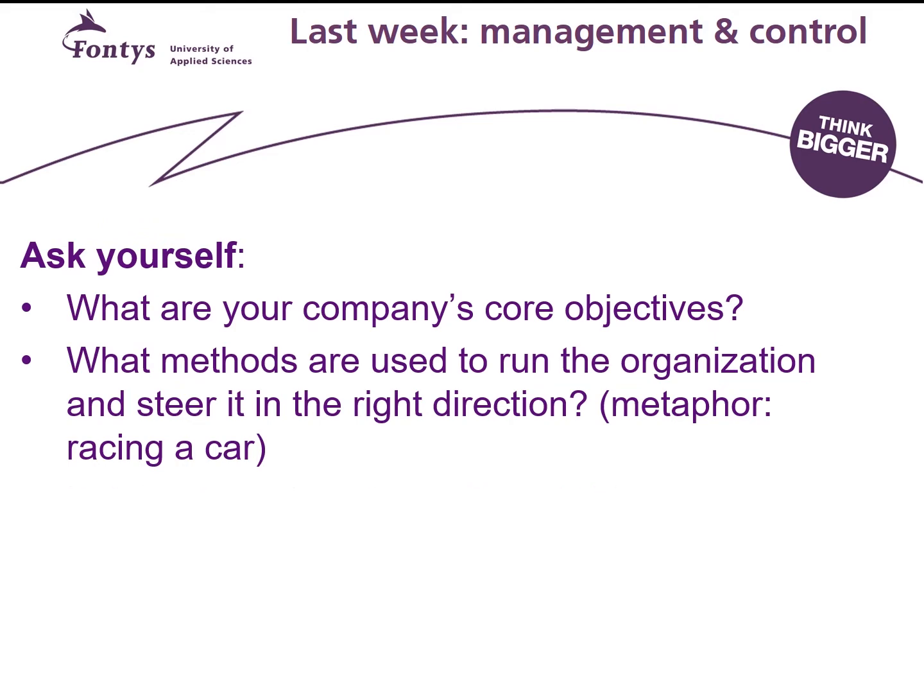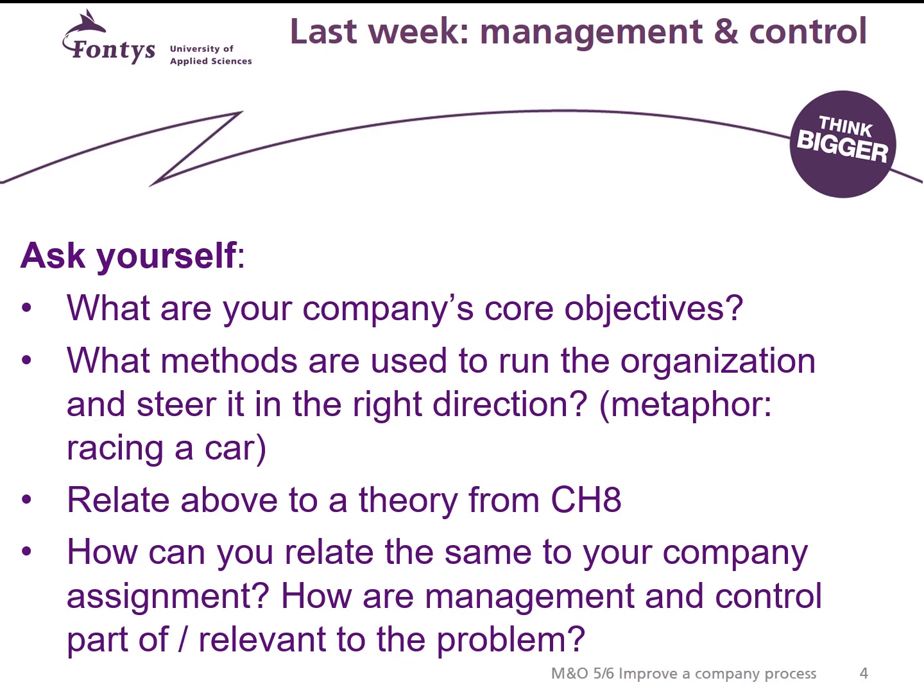What is the direction? What kind of controls are there to make the organization controllable? What kind of people and functions are there? Is there a one-tier or a two-tier system, etc.? So again, relate this to the theory from chapter 8. Also ask yourself, how can you relate the same to your company?